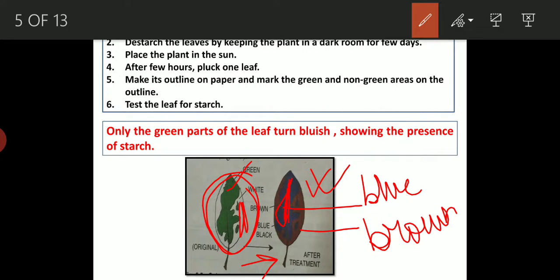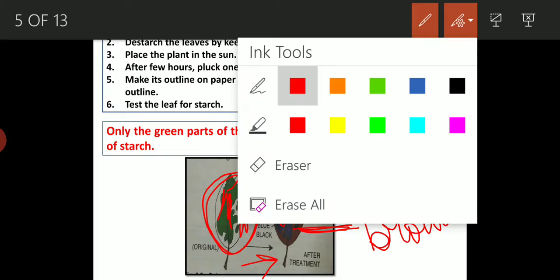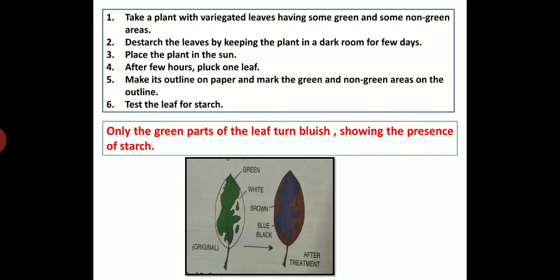In the iodine test, the portion which shows bluish black or blue color shows the presence of starch. The green portion which contains chlorophyll shows the presence of starch, and the brownish coloration, which was white in color, meaning the absence of chlorophyll, shows that no starch is present. That means no photosynthesis has taken place. Why? Because we know that the end product of photosynthesis is starch. Glucose is stored as starch, right?